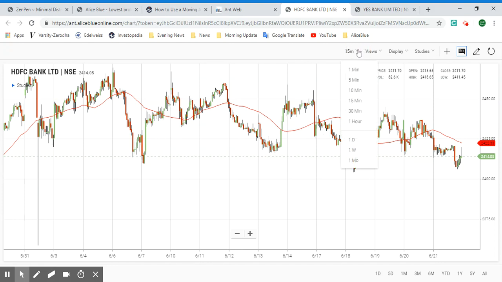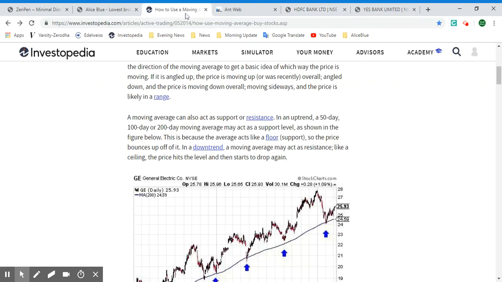This is completely customizable, so you can select your candlestick chart based on the time frame you decide. So here we have the 15 minute candlestick chart, for simplicity. Now let's look at some more.